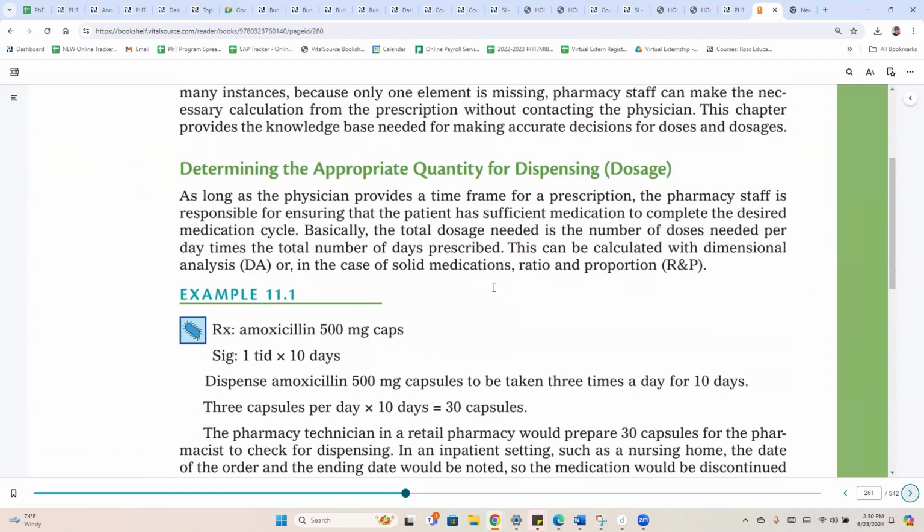So, determining the appropriate quantity for dispensing, dosage. As long as the physician provides a time frame for a prescription, the pharmacy staff is responsible for ensuring that the patient has sufficient medication to complete the desired medication cycle. Basically, the total dosage needed is the number of doses needed per day times the total number of days prescribed. This can be calculated with dimensional analysis, which of course we're not going to do, or in the case of solid medications, ratio and proportion. So let's start by doing example 11.1.